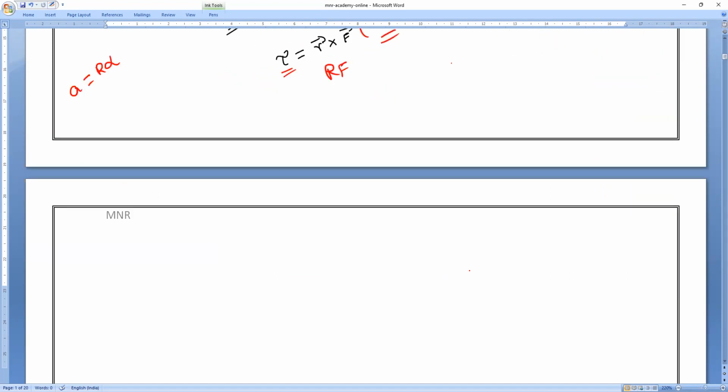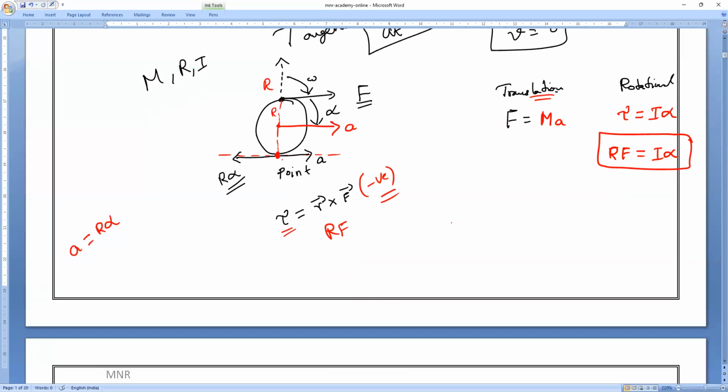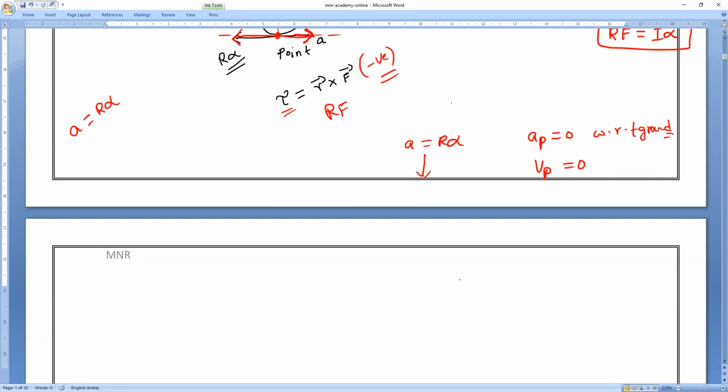Now, three points I'm telling you. These three points are very, very important. The acceleration of a rolling body at the point of contact, and there is a tangential acceleration which is R alpha. So if A is equal to R alpha, at this time the acceleration of the point of contact with respect to ground is 0. If acceleration is 0, then the velocity or speed of the point of contact is also 0. So now you can see, we can find from the acceleration to the velocity. So acceleration means what?